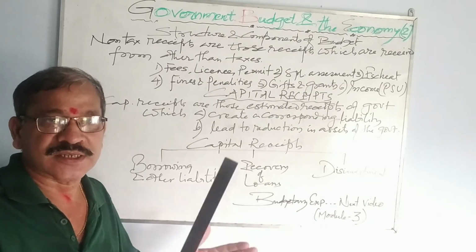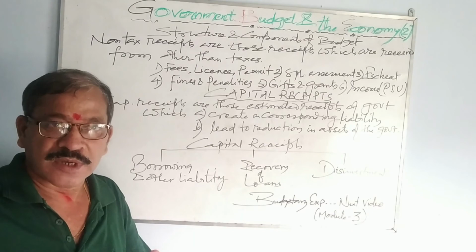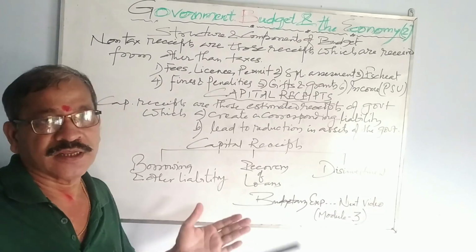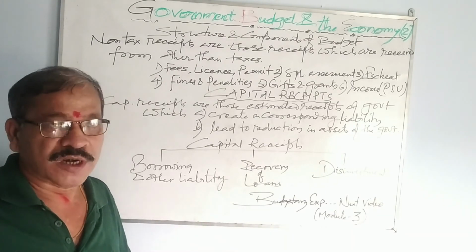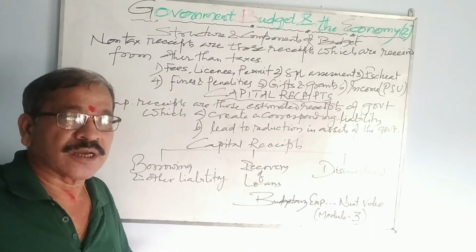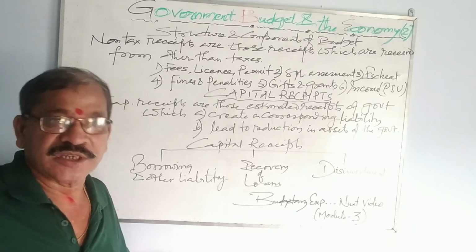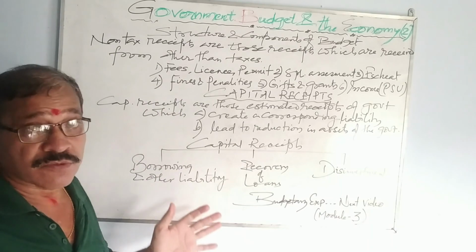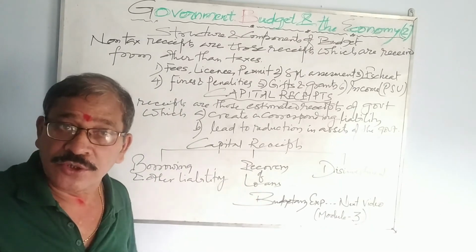Of course, there are certain areas where assets and liabilities are affected, and in certain areas they are not affected. But ultimately it is the government revenue or budget revenue. This is what we discussed in module number 2.